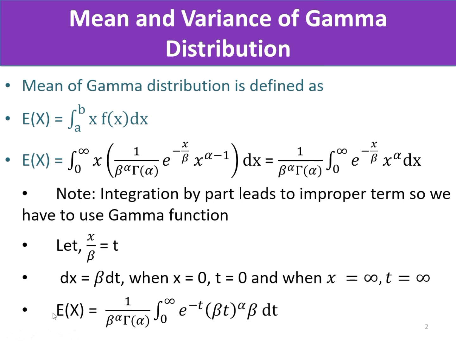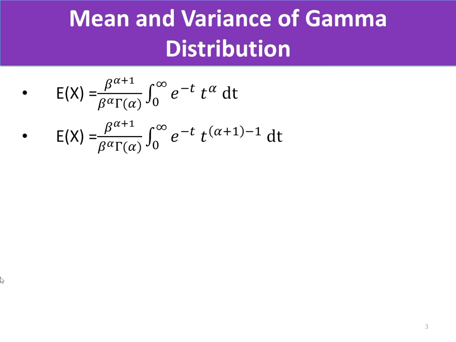Then we have the expected value of x equal to 1 by this constant term multiplied by e to the power minus t, after substituting the value of x equal to beta t to the power alpha, and the value of dx equal to beta times dt. Then after simple calculation, taking the constant beta to the power alpha plus 1 outside the integration, the denominator term remains the same and it becomes integration from 0 to infinity of e to the power minus t, t to the power alpha dt.